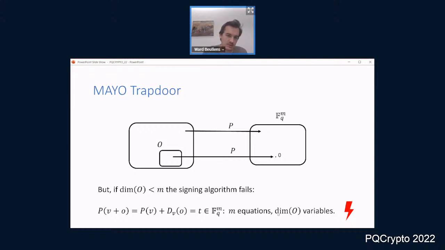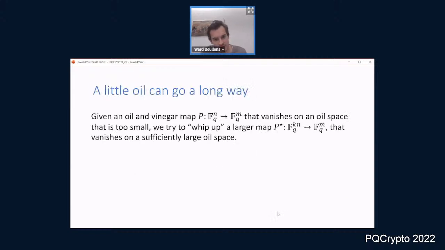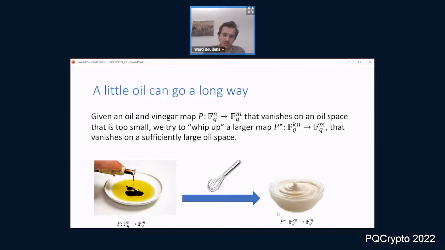So this is the problem that we're going to work around with Mayo, and the idea is quite simple, I think. We're going to start with a little bit of oil and vinegar, with an oil space that's too small, and then we're going to try to whip it up and make it bigger in such a way that the oil space also gets bigger. You increase the number of variables by some factor k, such that k times the dimension of O is bigger than M, and then you can sign, right? I hope it gets clearer when I give an example.